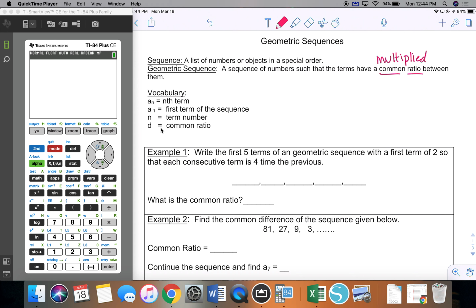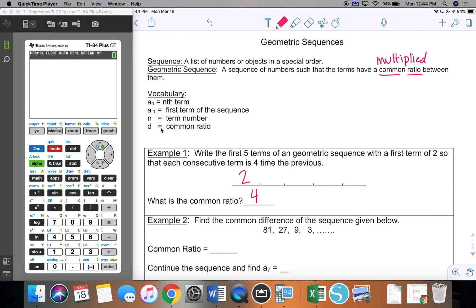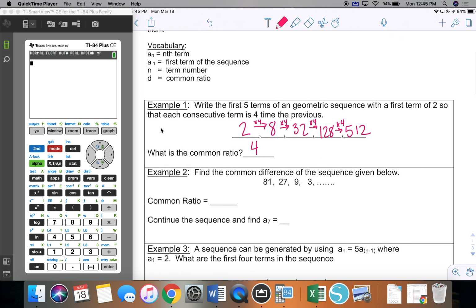So, example 1 wants us to write the first 5 terms of a geometric sequence with a first term of 2, so we're starting at 2. And each consecutive term is 4 times as much. So that ratio is 4 times. So 2 times 4 is 8. 8 times 4 is 32. And we can keep this going and going. 128 and 512. So I'm multiplying by 4 each time to get the next term.